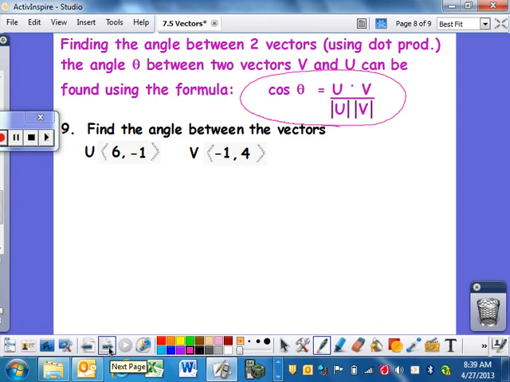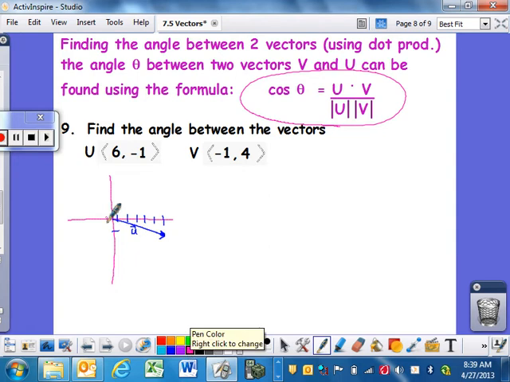Okay? So here it says find an angle between these two vectors. If I draw these out, I'm just going to try to give you a visual of what we're actually asking for. We have 6, -1. So there's my dot. This is vector u. And then -1, up 4 is there. So this is vector v. And I want to find the angle between these two. That's the idea that we're looking for on this particular problem.